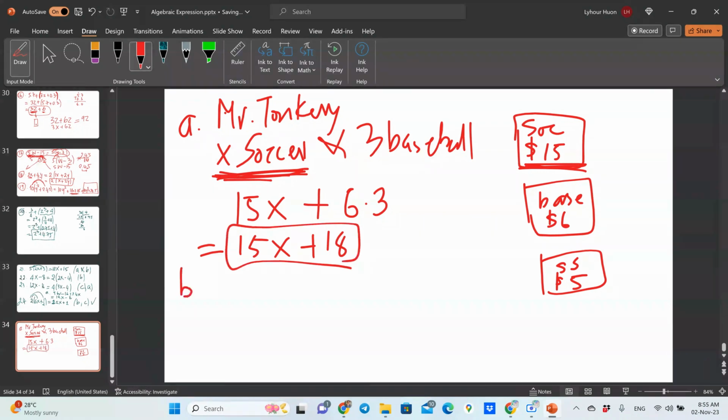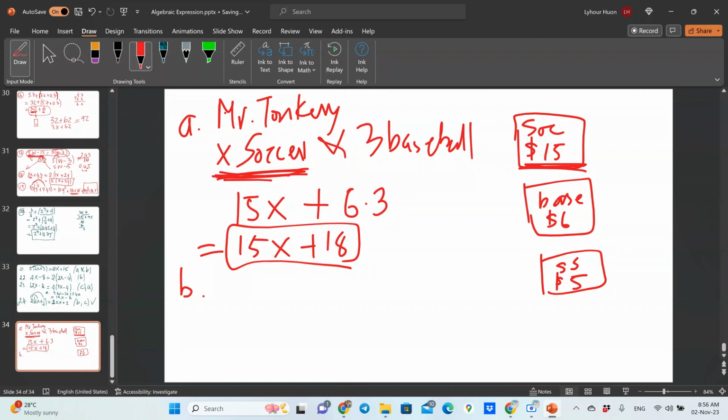How about B? They say Dennis, Eddie, and Felix. Is it Felix? Dennis, Eddie, and Felix are on the baseball team. They each bought a baseball and x pairs of sweatshirts. Okay.